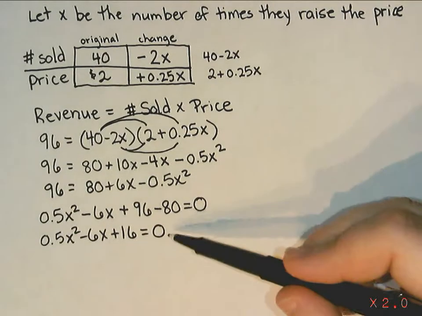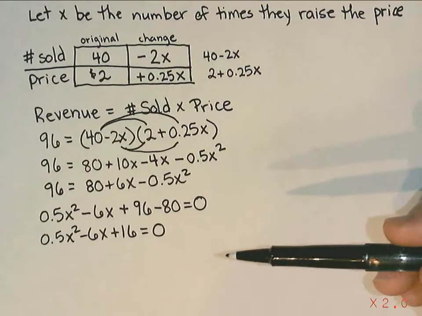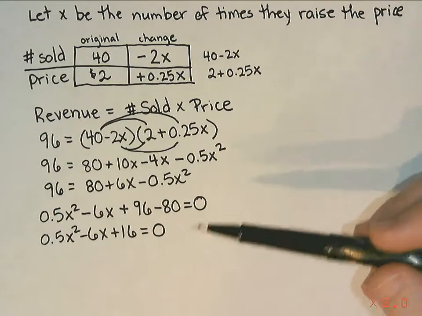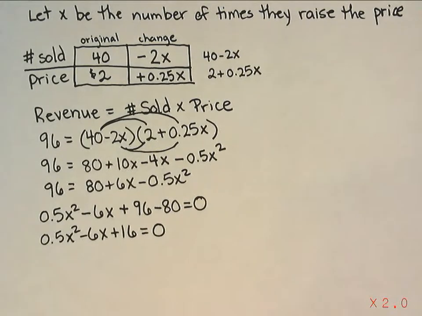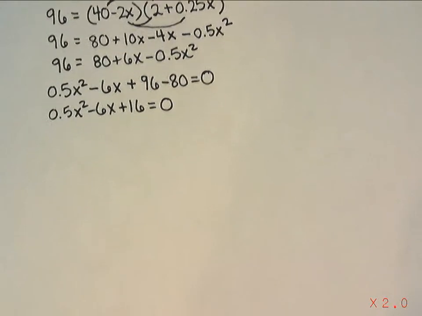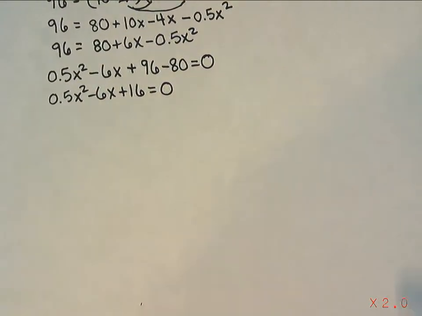Now, you have a choice at this point. I see that it's equal to 0, and I want to solve. So I can solve by factoring, or I can solve by the quadratic formula. Our last question we solved by factoring, so I think I'd like to do this one by quadratic formula just for practice.